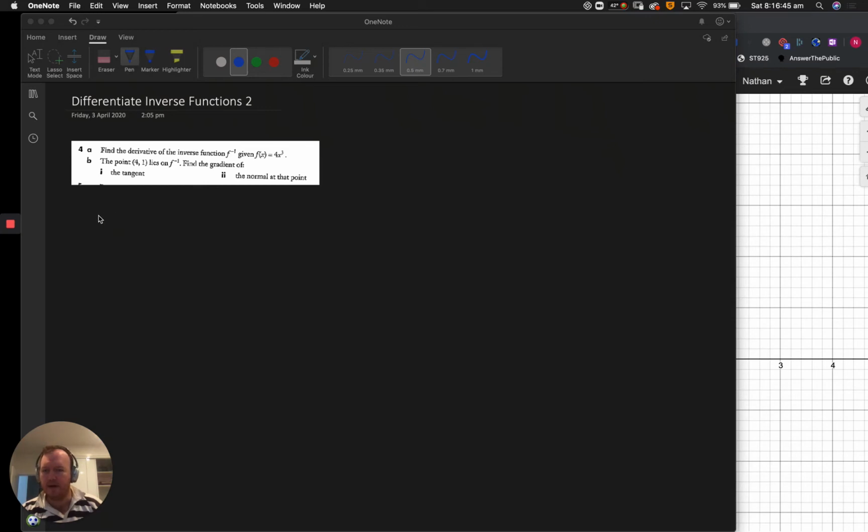Yeah, question 4 here. We're looking for the derivative of the inverse function given f of x equals 4x cubed. So we're going to start there with y equals 4x cubed. I think for part A, we actually need to find the inverse function first. Then we're going to look at how to get the same result for the gradient of the tangent using that slightly simpler method that we've got.